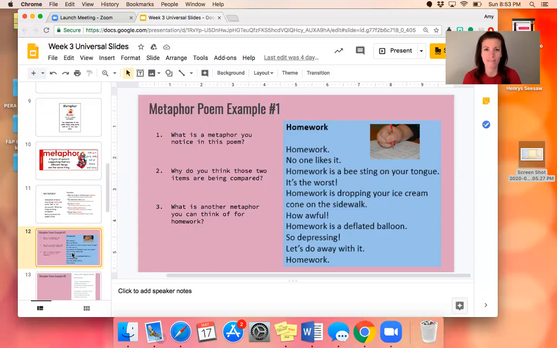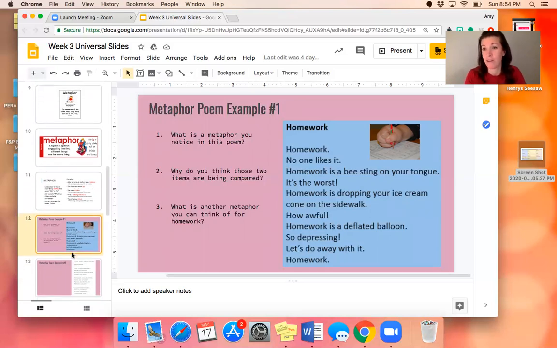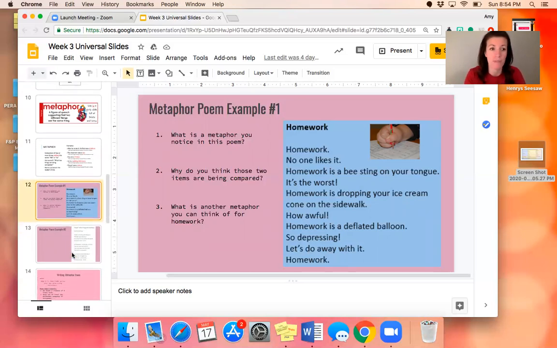Homework. So we want you to notice a metaphor that you notice in the poem, why you think those two items are being compared, and what is another metaphor you can think of for homework. So you're doing a lot here. You're noticing something, you're pulling it out, and then you're really breaking it down and finding the relationship. And then you're being asked to do that too and come up with another example of a metaphor for homework.